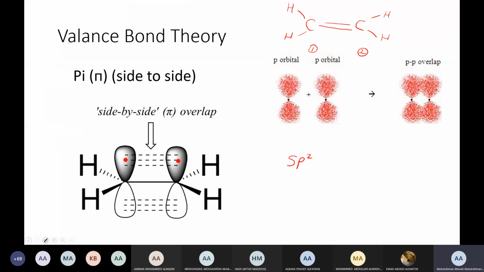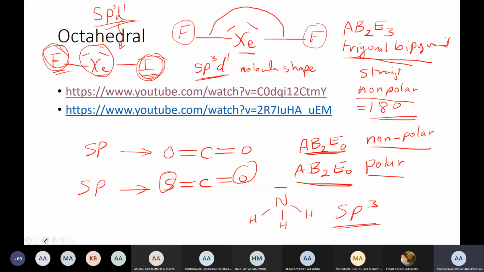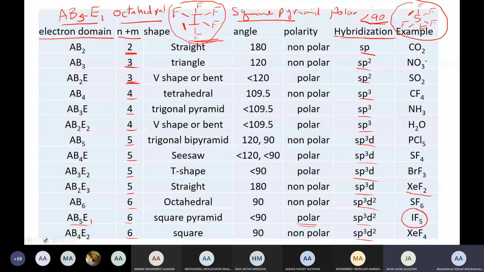Here, in this carbon, what's the electron domain for carbon 1? AB3, I'm sorry. AB3E0. What's the total, n plus m? 3. So what's the hybridization? sp2. Anything with 3 must be sp2.